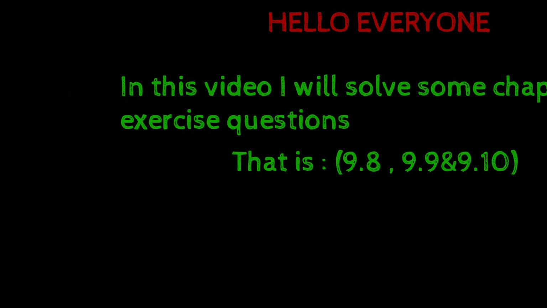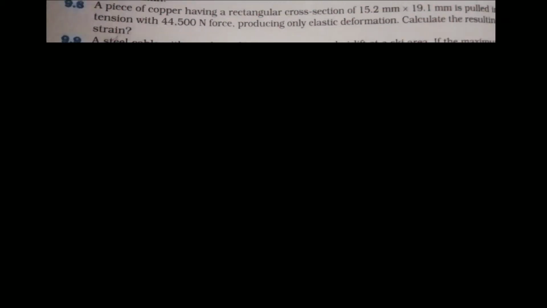Now move on to our first question, that is 9.8, and the question is: a piece of copper having a rectangular cross section of 15.2 mm by 19.1 mm is pulled in tension with 44,500 Newton force, but using only elastic deformation. Calculate the resultant strain. Firstly, we will write what is given here.